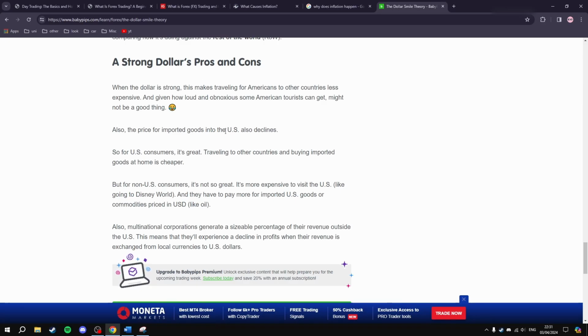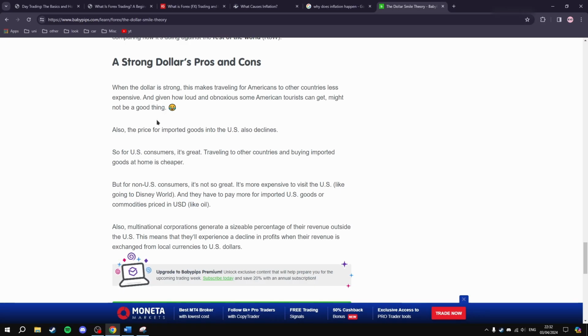So if the dollar's weak, then you've got to pay more to get that same amount if it was a strong dollar, if you see what I mean. So for example, if the dollar's strong, then you might only need to pay $100, but if it was weak, then you might need to pay $150 to get the same relative amount, if that makes sense. Is that even right? I don't know. And given how loud and obnoxious some American tourists can get, might not be a good thing.